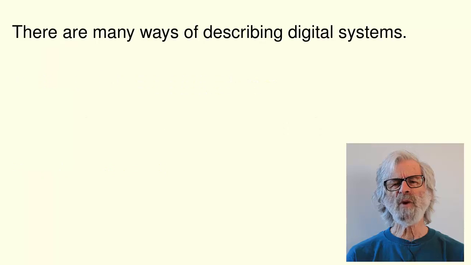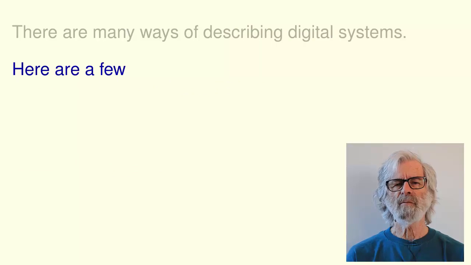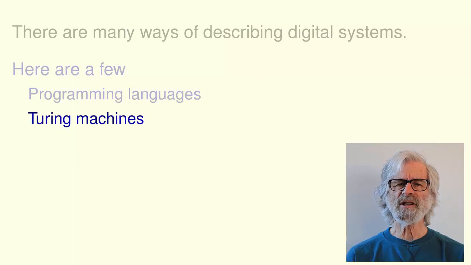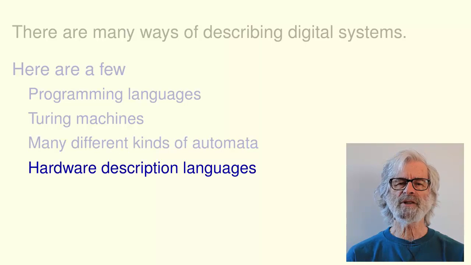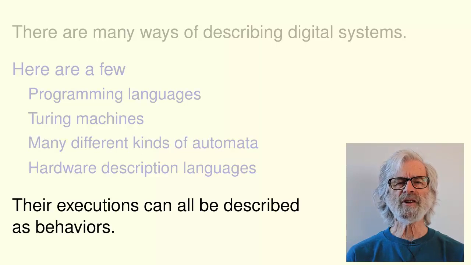People have used many ways of describing digital systems. Here are a few: programming languages, Turing machines, lots of different kinds of automata, hardware description languages. Their executions can all be described as behaviors.